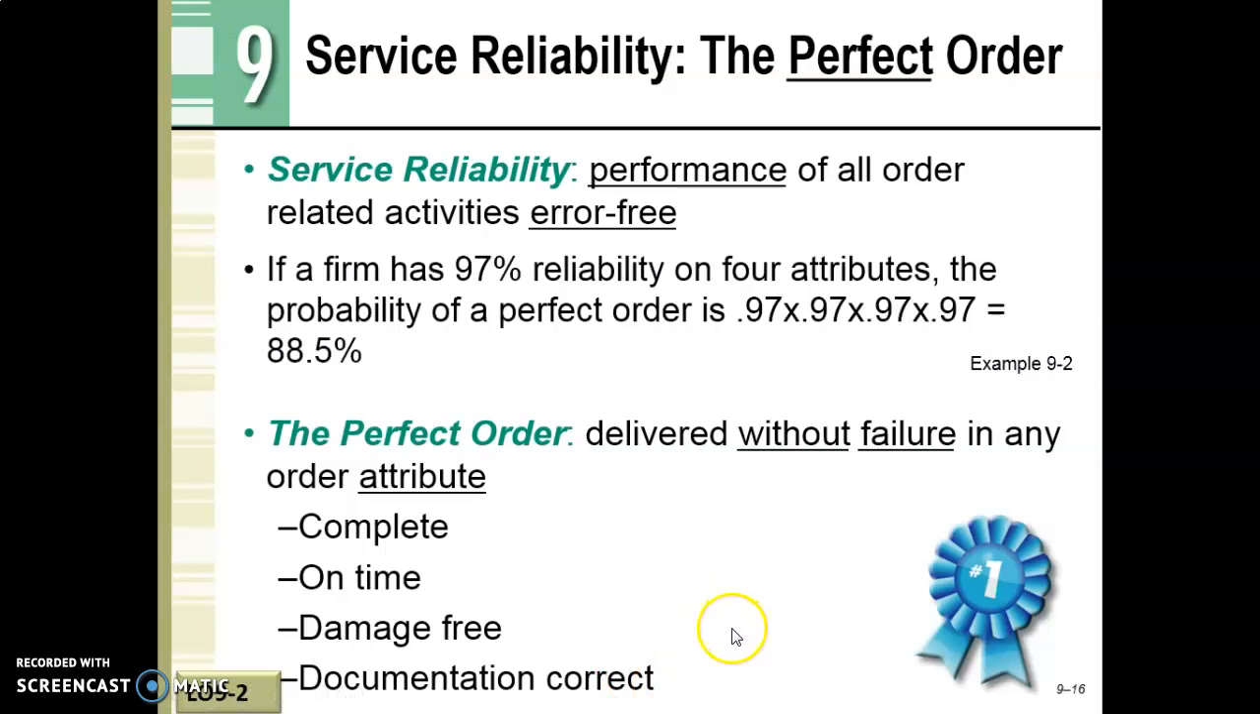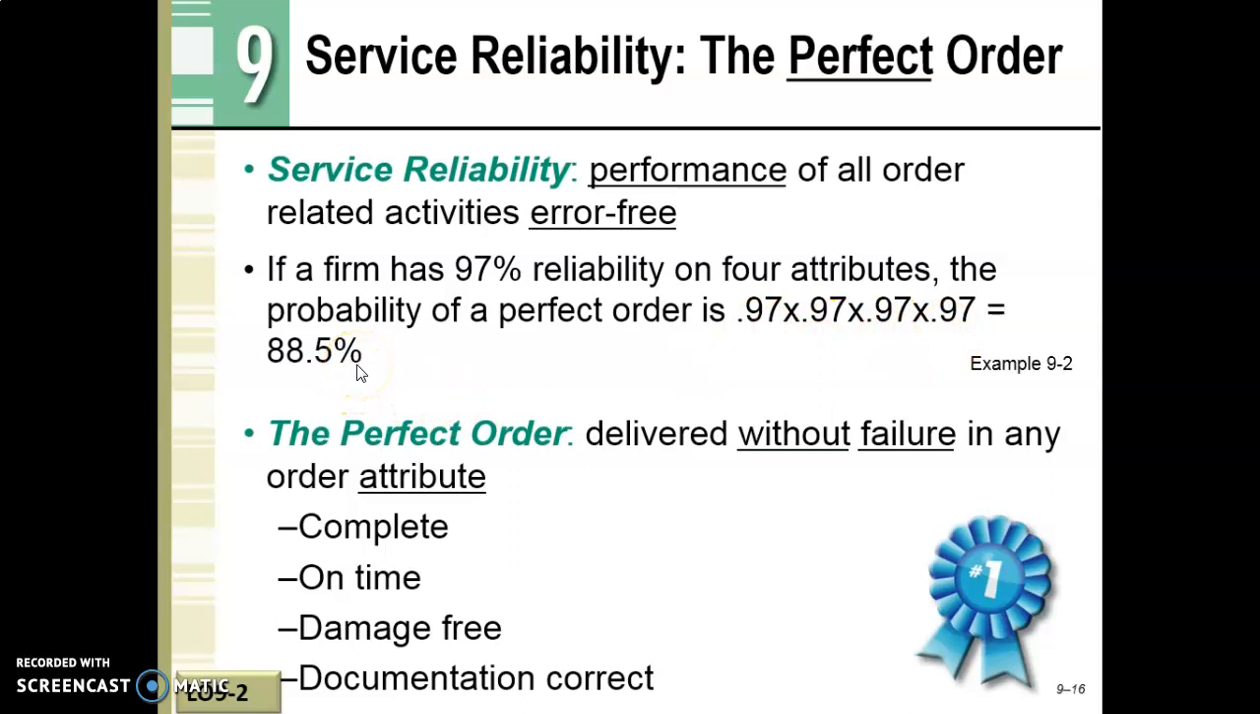Let's say that a company measured that 97% of the time their orders were complete, on time, damage-free, and documentation was correct. We can multiply 97% by each of those attributes, so you'd multiply 97% by itself 4 times, and we would get a service reliability of 88.5%. Now, these numbers could be different than 97%, and they could all be different. But the way that you calculate service reliability is you multiply the percentages by each other to come up with the service reliability percentage.